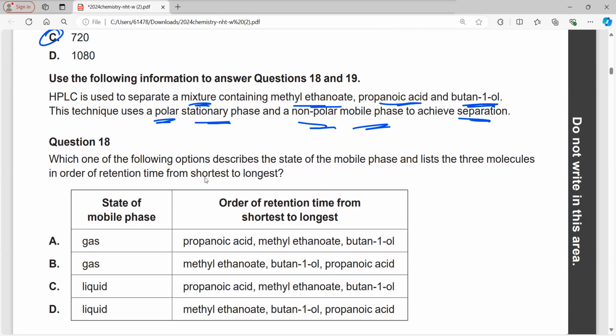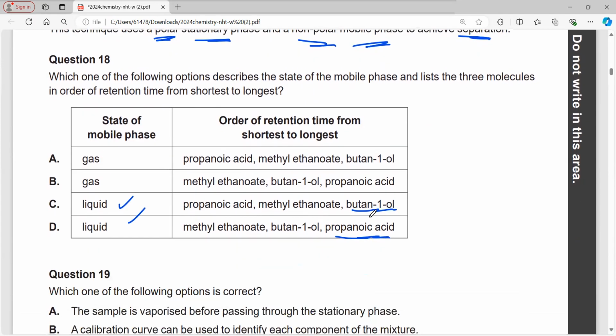So it's most likely that the mobile phase would be liquid, just because, I mean, it's mobile. I've never really seen a mobile phase within HPLC that is gas, and it's also called high performance liquid chromatography. Okay, so that makes our job slightly easier. We can see that at the end, it's either butanol or propanoic acid that has the highest retention time. Now, because it's a polar stationary phase, the molecule that has the highest retention time would be the one that is most polar. And it is pretty clear to see that propanoic acid is much more polar than butanol.